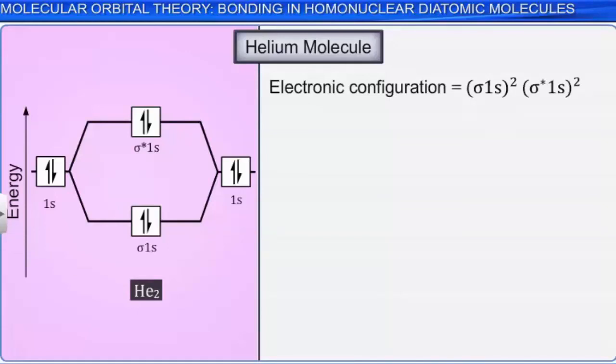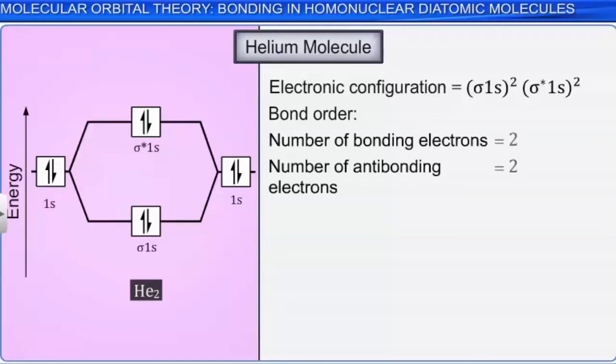Now, from the electronic configuration of helium, we can easily derive the bond order of the molecule. As the number of electrons present in both the bonding orbitals and antibonding orbitals is 2, the bond order is equal to 2 minus 2 divided by 2, which is equal to 0. This proves that a helium molecule is unstable and therefore does not exist.